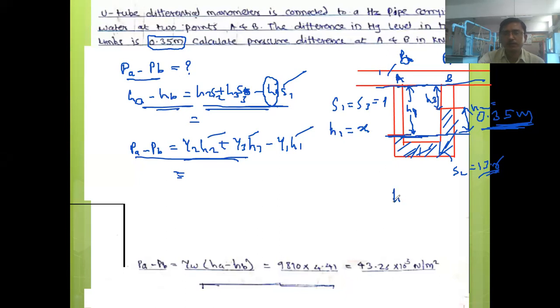we know that if the distance between these two lines is X, then I can write here X is equal to this value, instead of H3. This is Y, right? Y plus 0.35, right? So instead of Y, I can write here X minus 0.35, right? Or instead of H3, I can write X minus 0.35.